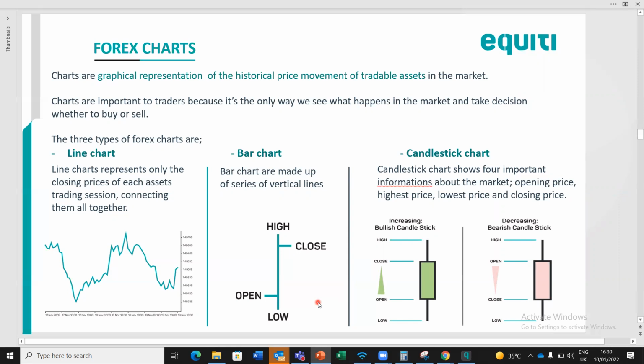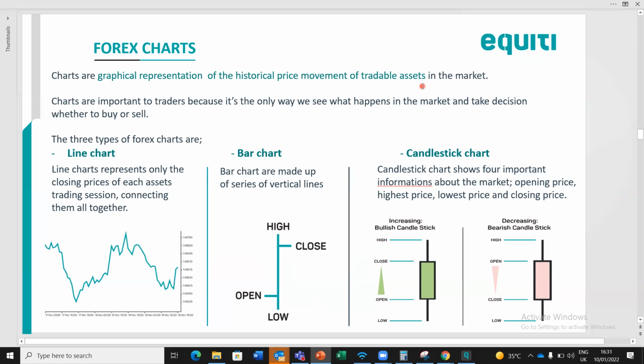All right. Now let's talk about forex charts. Charts are graphical representations of historical price movement of tradable assets in the market. I'll take that again. Charts are graphical representations of the historical price movement of tradable assets in the market. So when we talk about forex charts, we talk about a graphical representation that can show us where the price of a particular asset is coming from and where it could possibly be going. All right. So as long as we have the historical price movement.